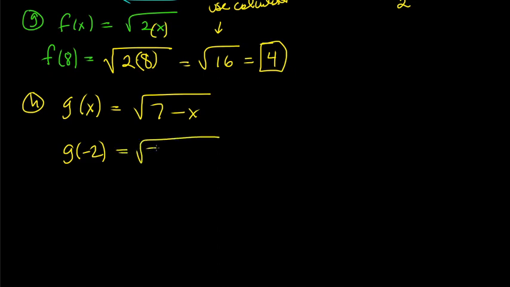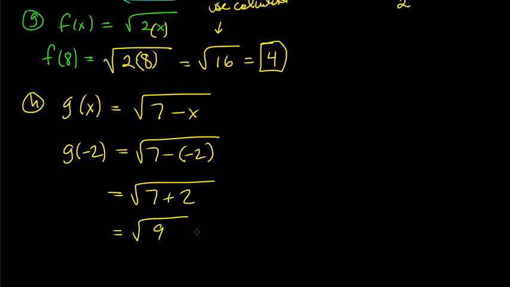It's the square root of 7 minus negative 2. Again, don't get fooled here. It's not 7 minus 2 is 5. It's 7 plus 2, which is 9. It's the square root of 9, which is 3. So that's the answer for part H.